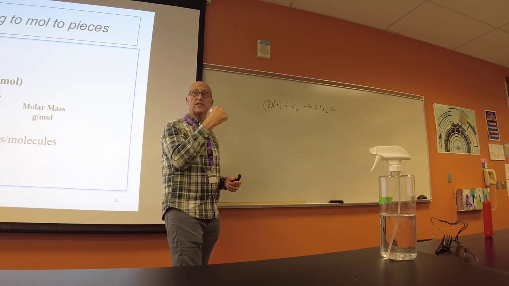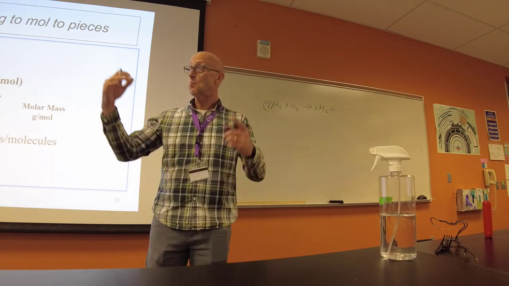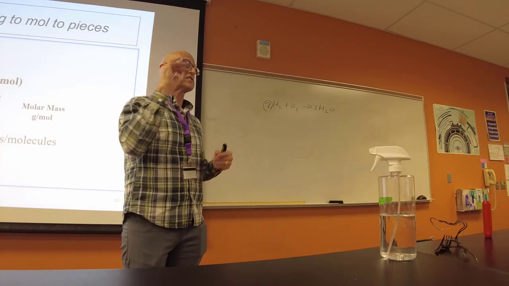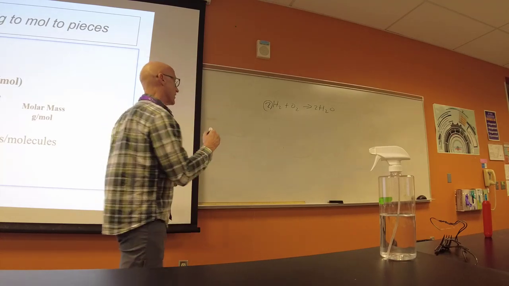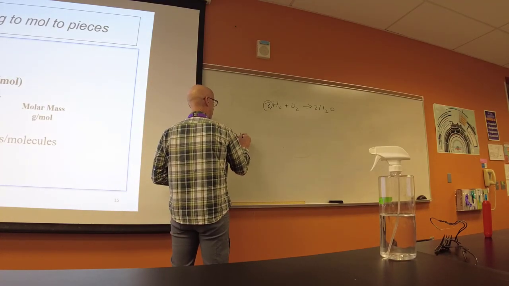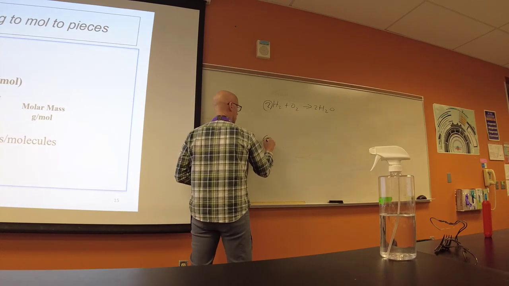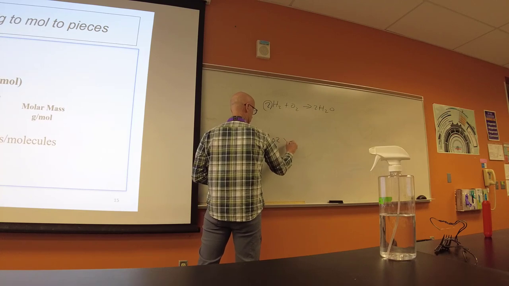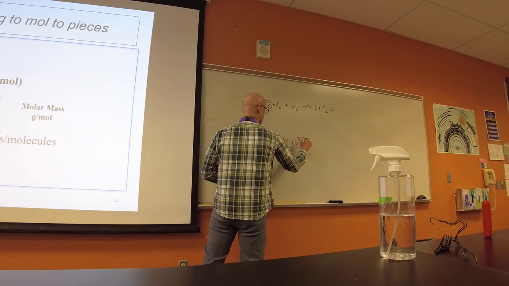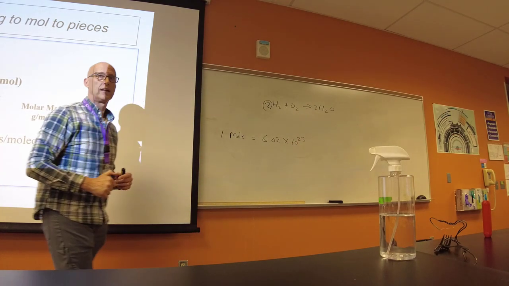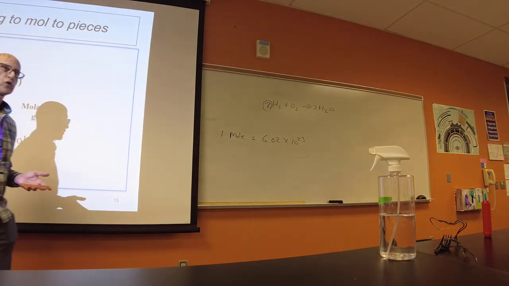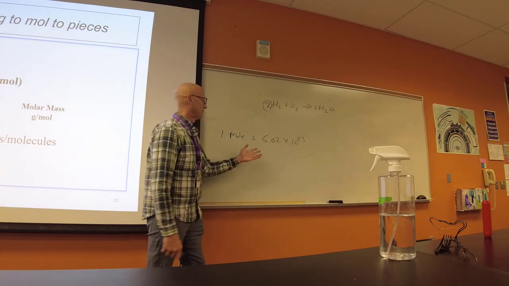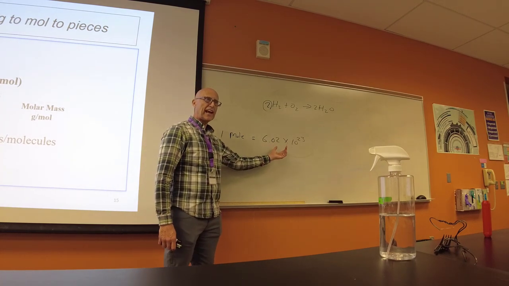And we talked about this. When I gather a bunch together, it's a mole. That's the amount I gather. It's a big number, but it's a fixed number. Who knows what that is? It's called Avogadro's number, kind of like an avocado. Avogadro's number.